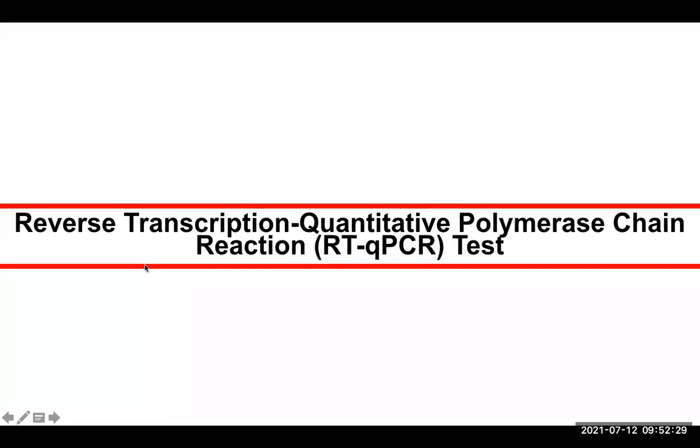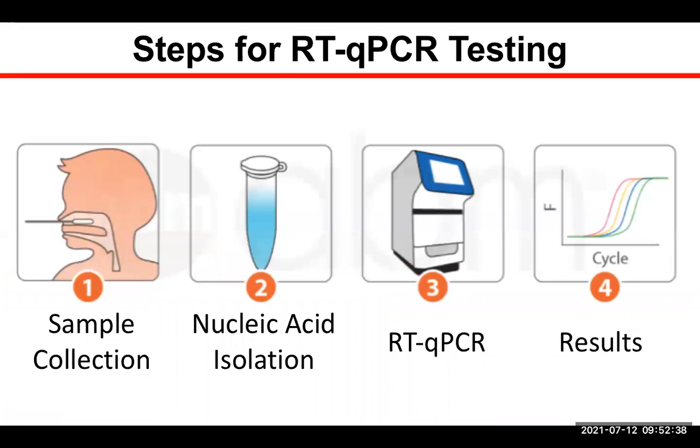So we'll start off with RT-qPCR, which stands for this whole long name, but you're going to be hearing me say RT-qPCR, just qPCR. So for the steps of testing for the virus using RT-qPCR, you're basically going to take a sample from the patient. You're going to then isolate the nucleic acids from that sample, and then you're going to perform the actual test, and then you're going to analyze the results.